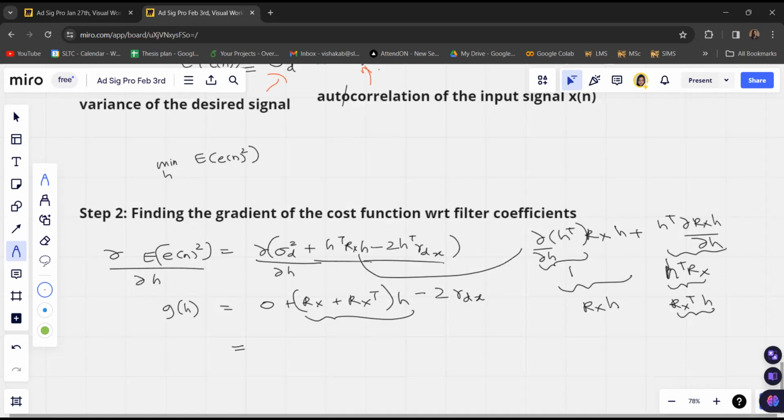And then I can take the differentiation of this third part with respect to H, and in here the differentiation of H transpose with respect to H is going to be 1, and then I'm going to be left with 2 Rdx. So this is the final output that will be there for this differentiation.